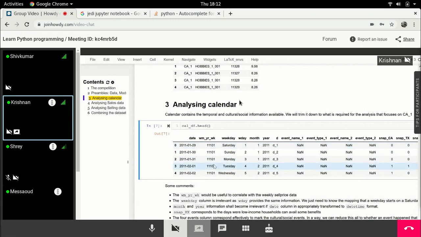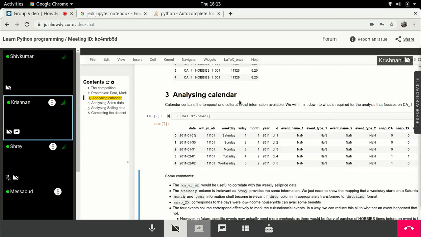And then the WM is just some number. It's always 1, so I don't remember what it was. Then you have whether it is a weekday or not. The weekday and W day are corresponding ones, where the week starts on Saturday. Then the month and year, and the name of the day. It goes from 1 to about 1400. And then you have the names of the events, and then snap, and so on. So what exactly do they correspond to?